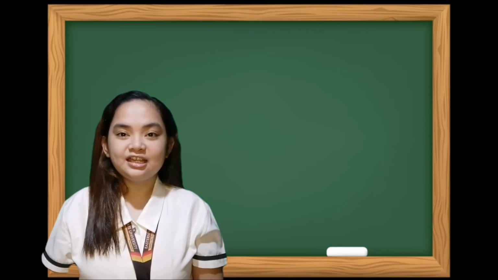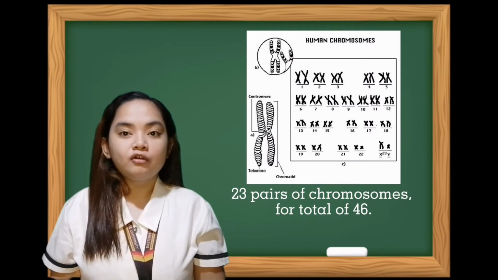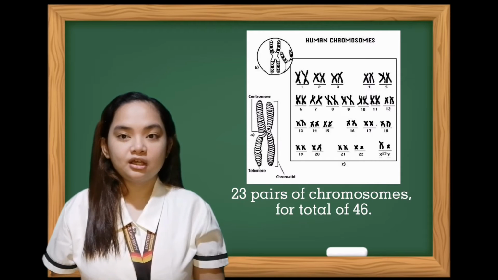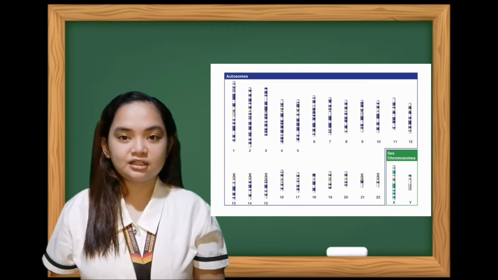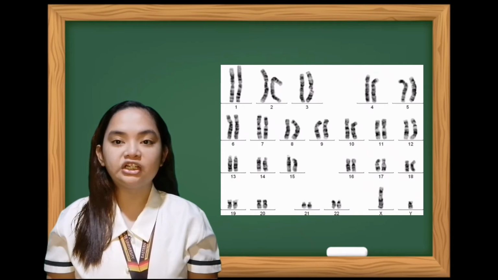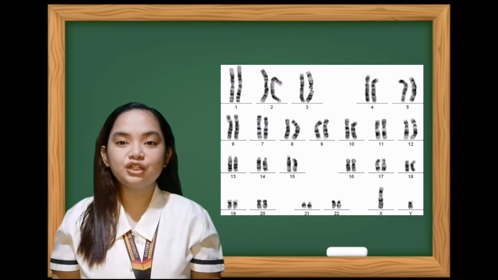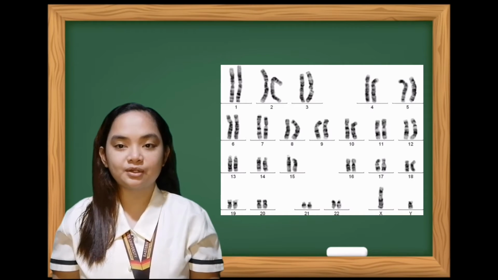In humans, each cell normally contains 23 pairs of chromosomes for a total of 46. 22 of these pairs, called autosomes, look the same in both males and females. The 23rd pair is the sex chromosomes. The 22 autosomes are numbered by size. The other two chromosomes, X and Y, are the sex chromosomes. This picture of the human chromosomes lined up in pairs is called a karyotype.